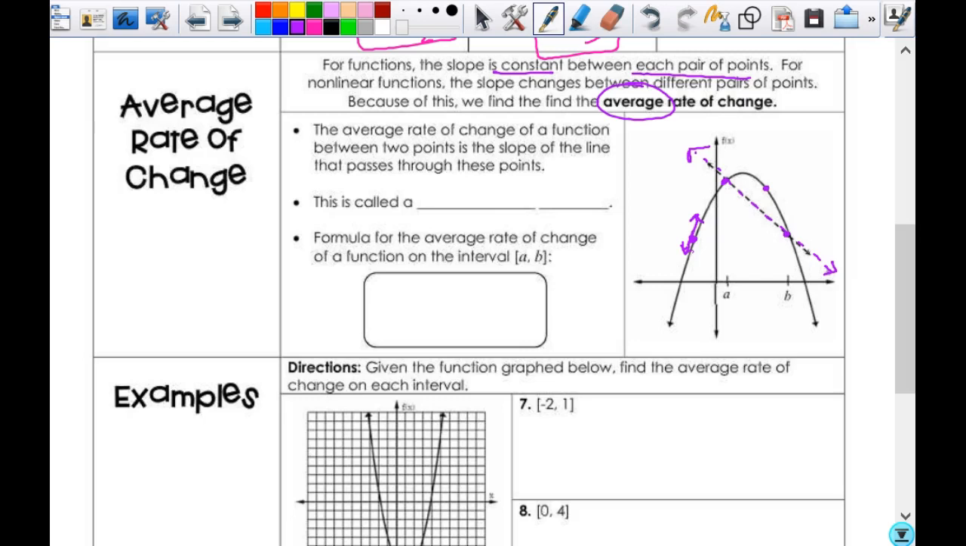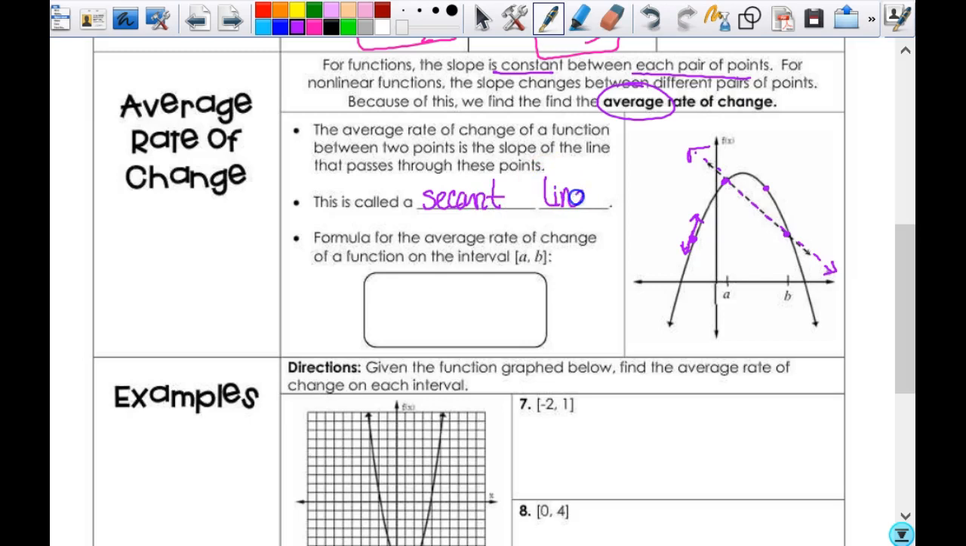Don't completely break my heart. Come on. S-E, C-A-N-T, secant. Oh, Lord. Secant line. That's geometry, boys and girls.